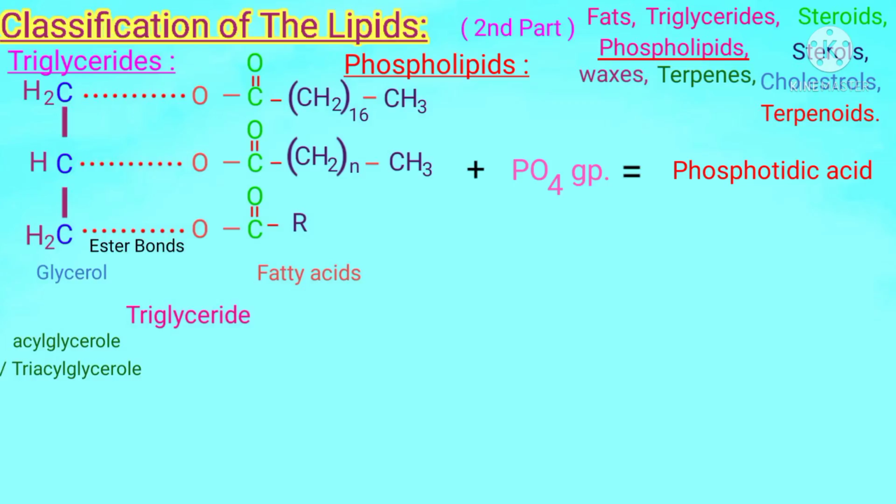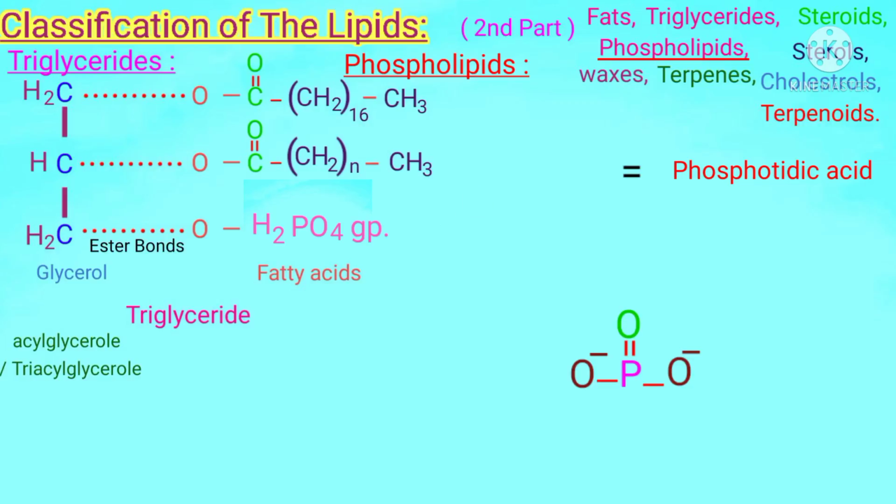Dear students, the phosphate group is added in the form of H2PO4. How? Let's see. Students, this third fatty acid chain is removed and H2PO4 is added in this simple way. Dear students, in a phosphate group, phosphorus is present in the center, with a double bond to O here, and O and O here. This is a phosphate group.